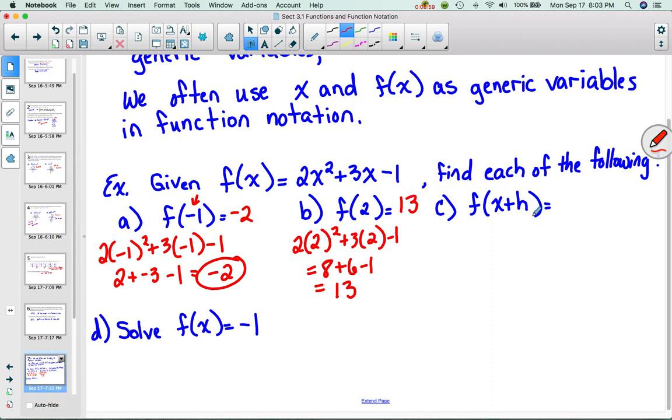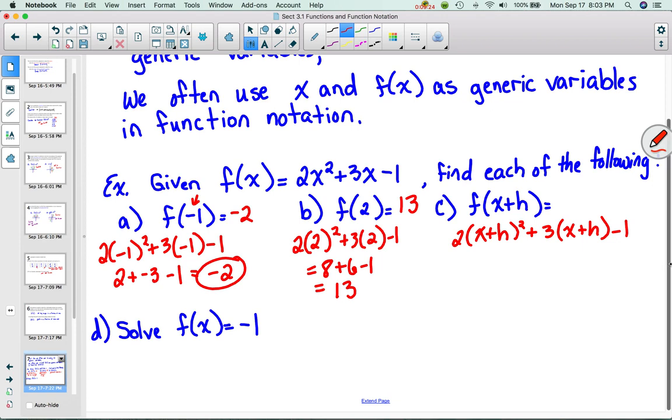So for this one here, now remember what this means, x plus h becomes the input. So wherever I see an x in my equation or in my function, I'm going to replace that x with an x plus h. So I get 2 times the quantity x plus h quantity squared, plus 3 times x plus h minus 1.